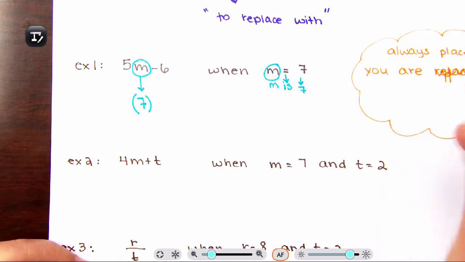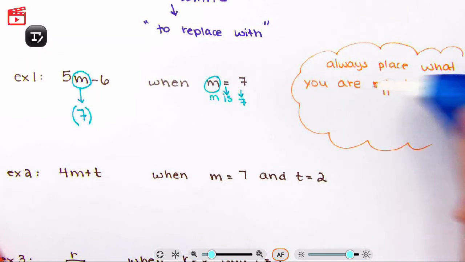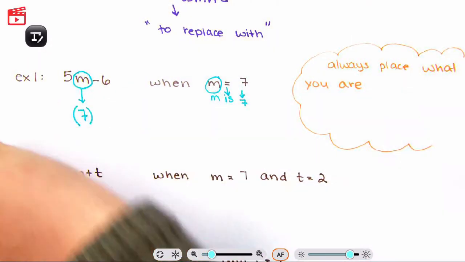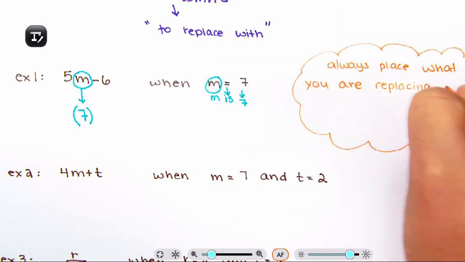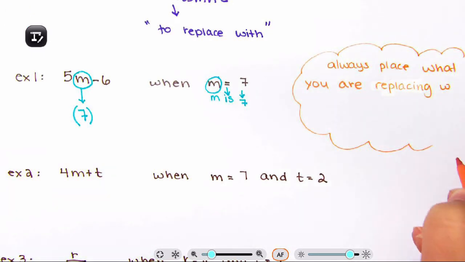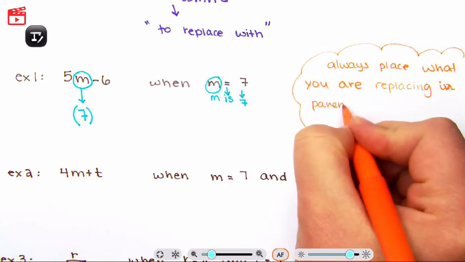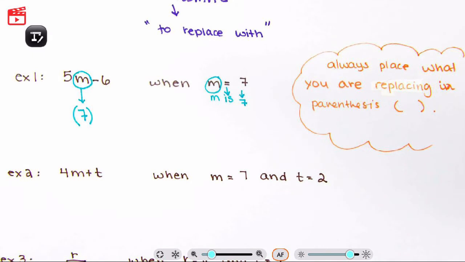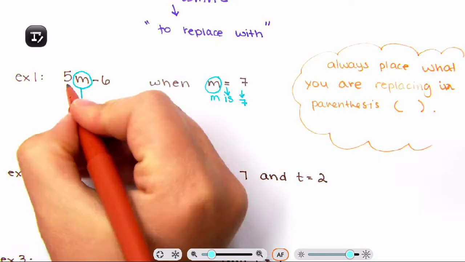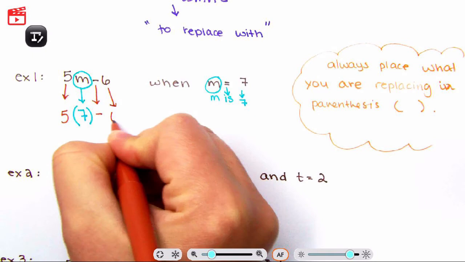Let me try to save that one. Always place what you are replacing in parentheses. That way, if there's any multiplication, division, anything like that, you have that taken care of. I'm going to bring down my 5, my minus, and my 6.